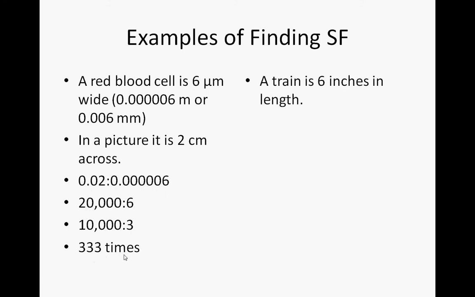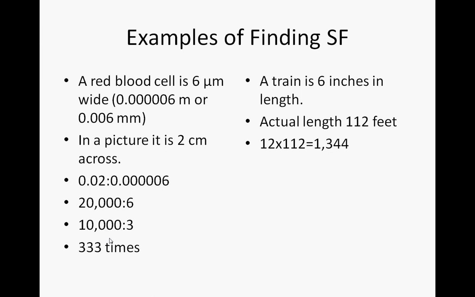Here's one for you to do on your own. A train is 6 inches in length, and the actual length is 112 feet. Remember, first convert them to the same units and put them in a ratio, then simplify as much as you can. Pause the video and try this one on your own.